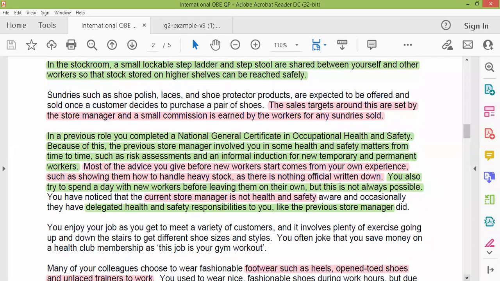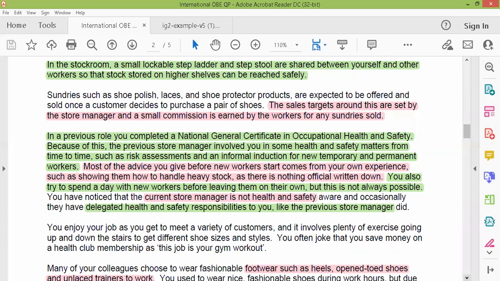In a previous role, you have completed a national general certificate in occupational health and safety. This is a positive factor. This national general certificate is the NEBOSH National General Certificate. If you are in England, they will offer you the National General Certificate from NEBOSH. If you are outside England, then the certificate will be the International General Certificate from NEBOSH. So this experienced worker has a national general certificate in occupational health and safety, which is a positive factor because he knows about health and safety.